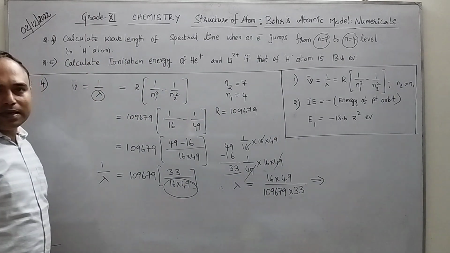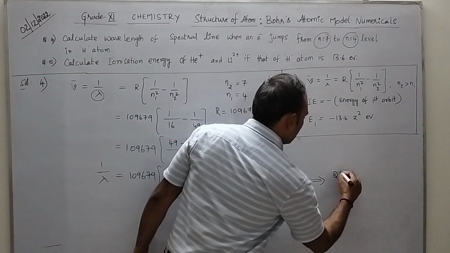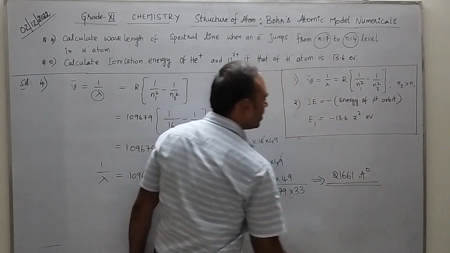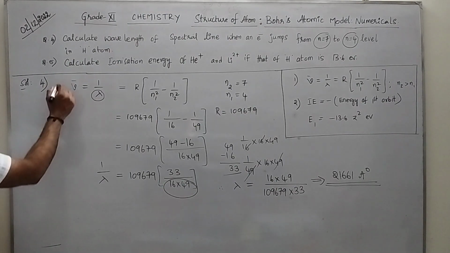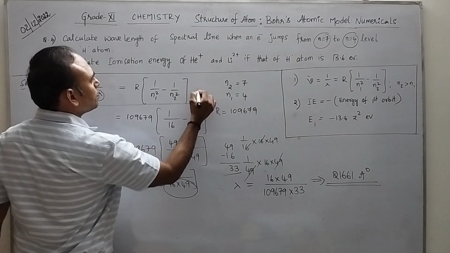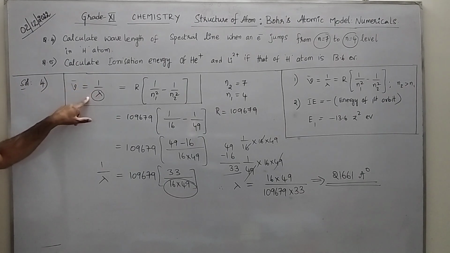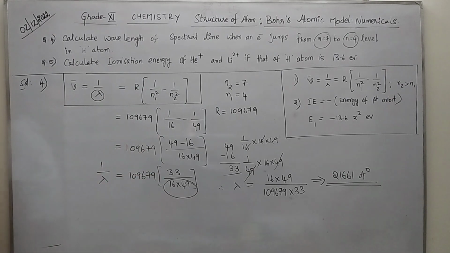Now I have calculated earlier for convenience. So what is the answer here? The answer is 21661 angstrom unit, nothing but 10 to the power of minus 10 meters. Hope you are able to understand. We got the formula, that is wave number, 1 by lambda is equal to R into 1 by n1 square minus 1 by n2 square. Apply this and you will get the answer.